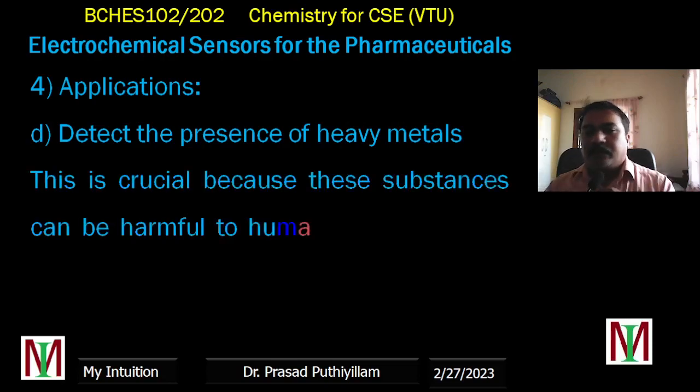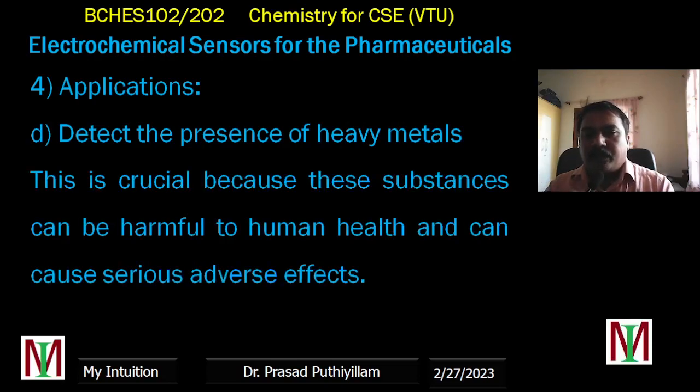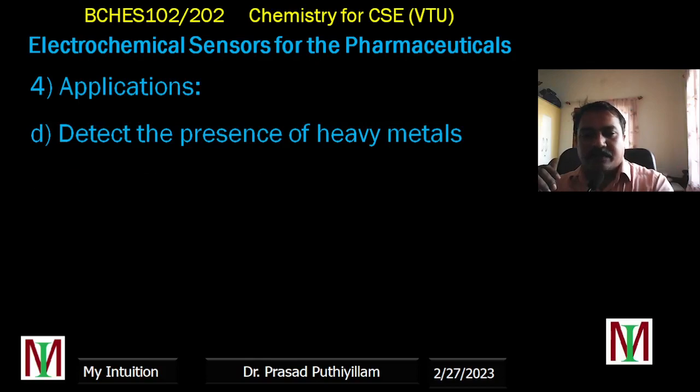This is crucial because these substances can be harmful to human health. These heavy metals, if they are there, will be harmful. So we have to detect whether they are there while preparing the drug formulation. Some amount of lead or mercury may be there. We have to control that it should not exceed. Some examples I am telling. It's not that we are adding lead or mercury to that. The possibility is there that there will be content of lead or mercury or any other heavy metal, which will be harmful to human health and causes adverse effects.